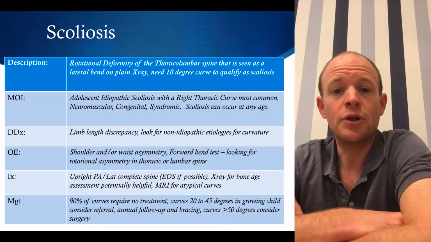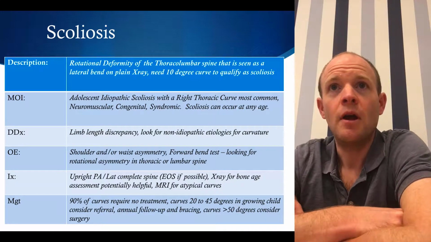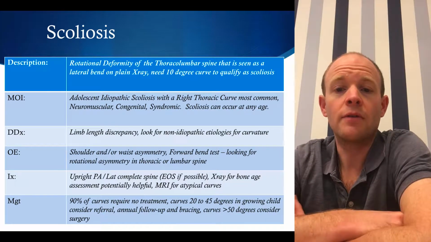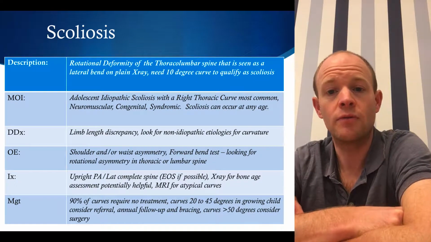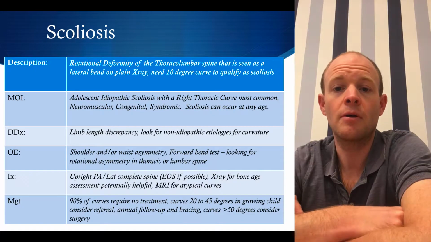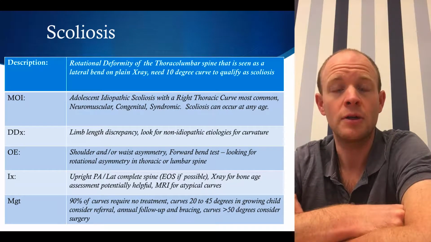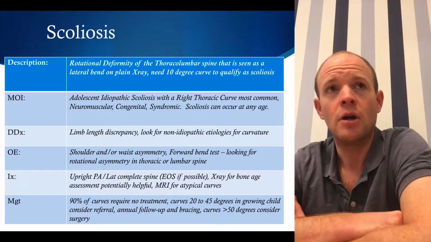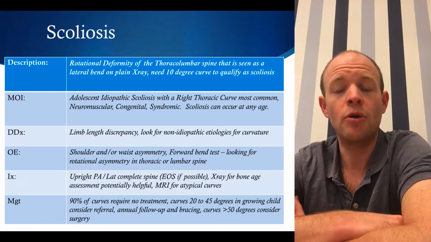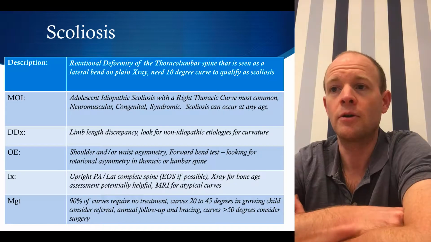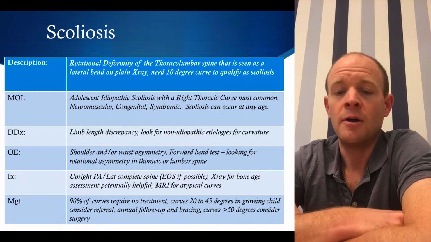Imaging, plain x-rays are going to be your mainstay. And as part of that, an assessment of how much growing this patient has left. A patient with a great deal of growth potential left has a greater potential for the curve to progress. Patients that are skeletally mature are less likely to progress, other than what gravity will do to slowly pull on that spine. And we'll talk about that a little bit later in terms of the adult deformity.